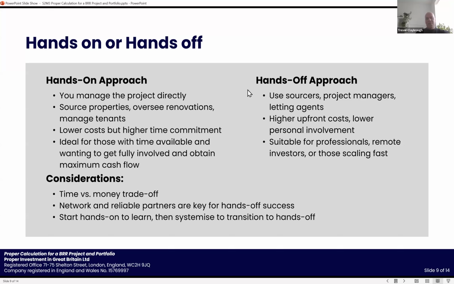The alternative is the hands-off approach, where you're using sourcers. So these are people that can find suitable properties. Obviously, sometimes that's a bit of a tricky one because there's loads and loads of people that call themselves sourcers because they've paid a few £100 to go on some course. And afterwards, they think that they've got all the experience to be able to find the right properties, put all the deals together and the costings.